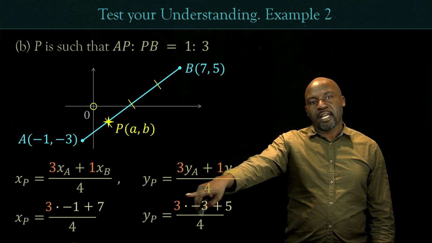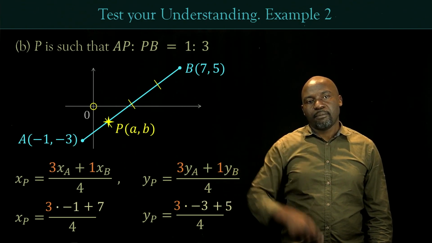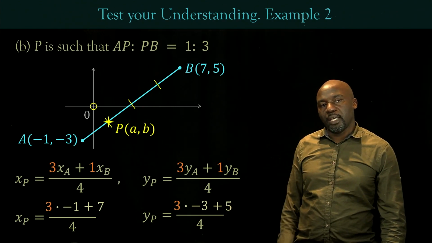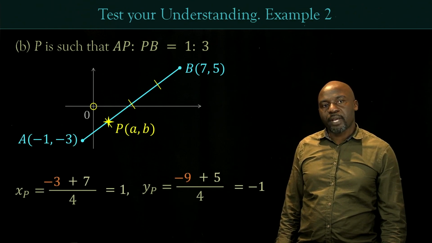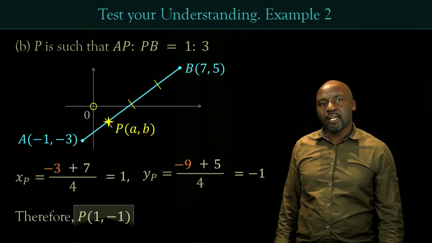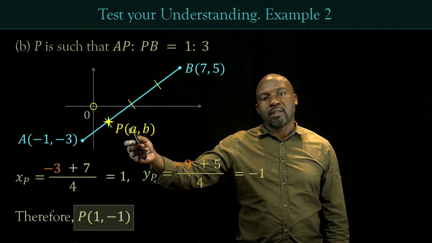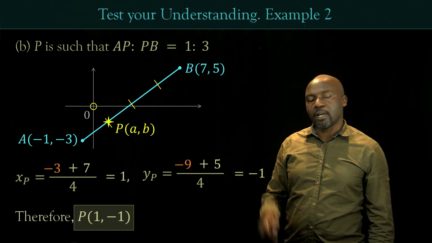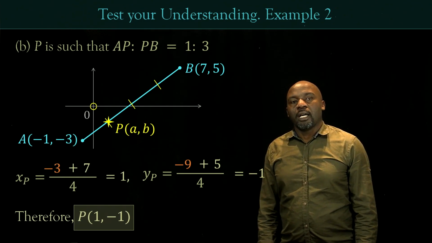And this is -9 plus 5, which is -4. -4 divided by 4 is -1. So we expect our values to be 1 and -1, okay? So the value of A is 1 and the value of B is going to be -1, right?